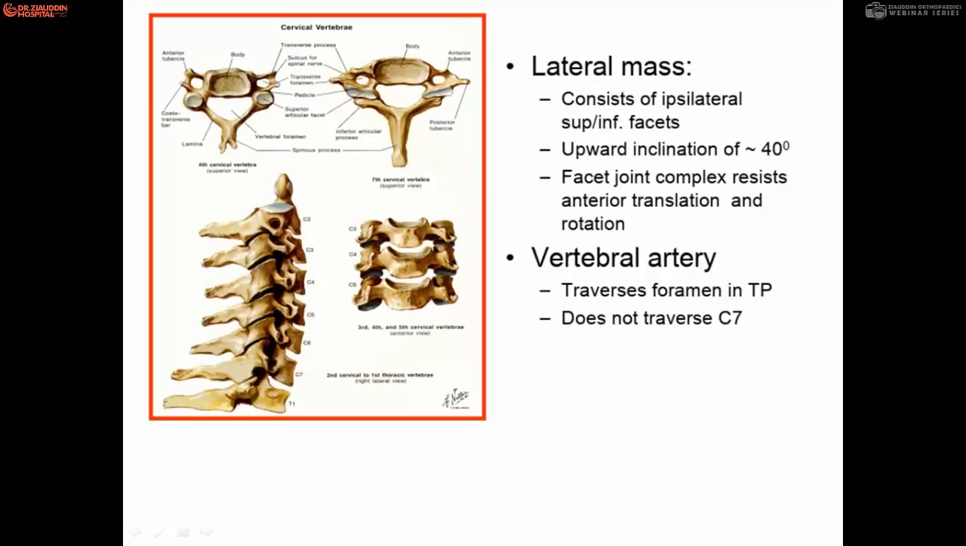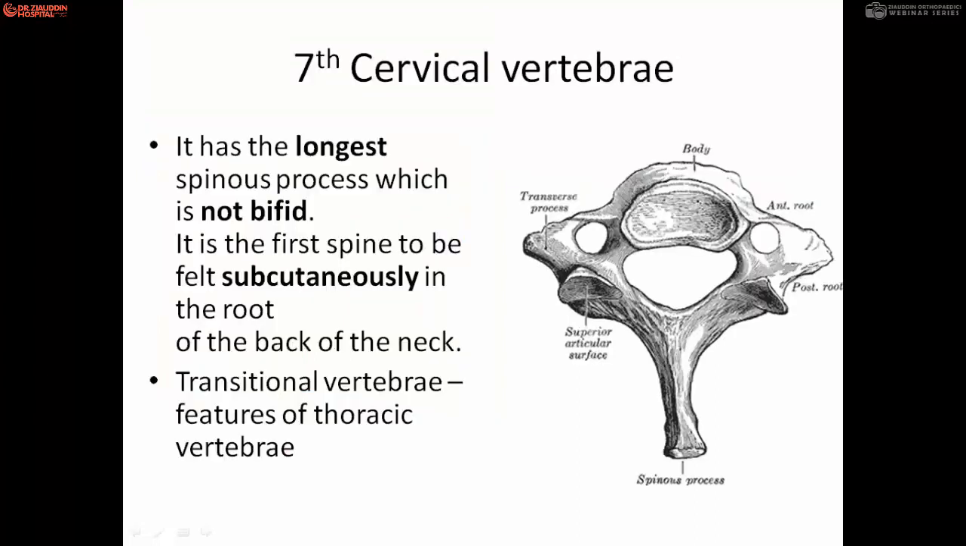Another characteristic of cervical vertebrae is the presence of lateral masses, which consist of lateral superior and inferior facets, with an inclination of about 40 to 45 degrees. The facet joints in the cervical spine resist anterior translation and rotation of the spine. The vertebral artery traverses through all the foramina except C7. C7 has the longest spinous process, which is palpable. Clinically, it is not bifid, and it is the transition vertebra.